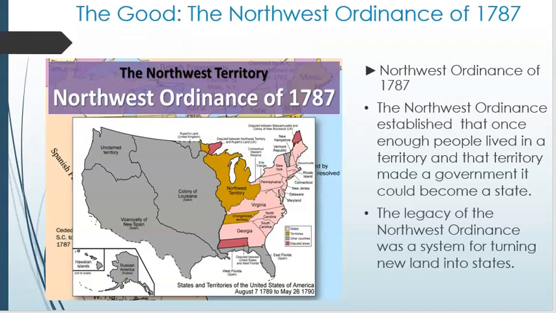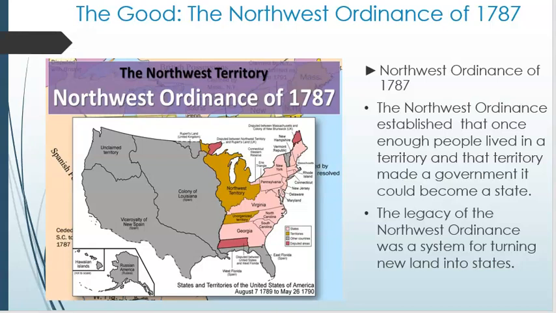So let's talk about the Northwest Ordinance. 1787 is when it's established. And again, it's in the Northwest Territory right here. It's a better map. And once the area had enough territory for people to live there and enough people living there, and they created a government, they could become a state.